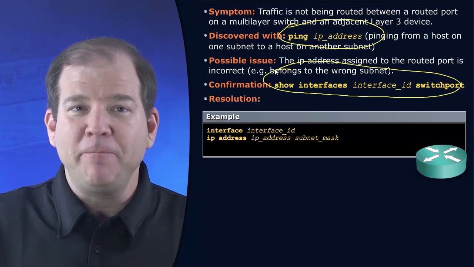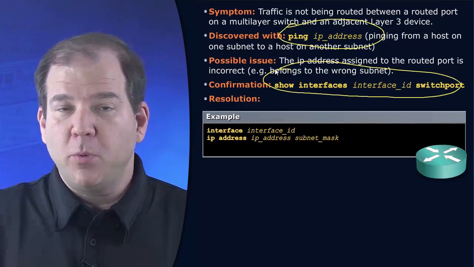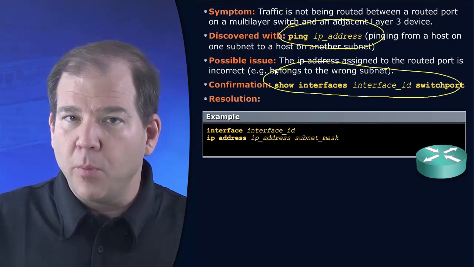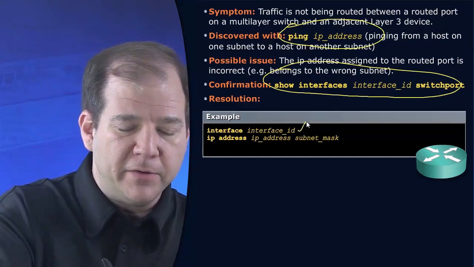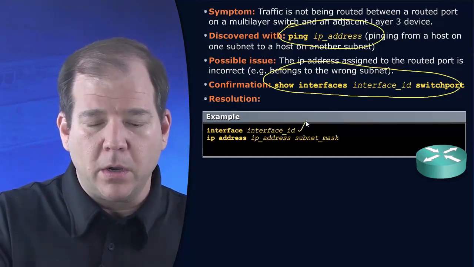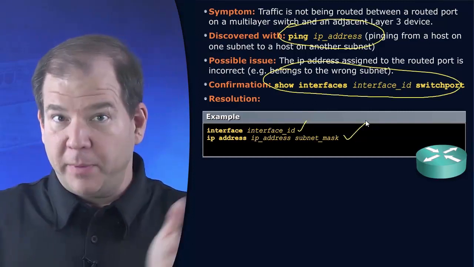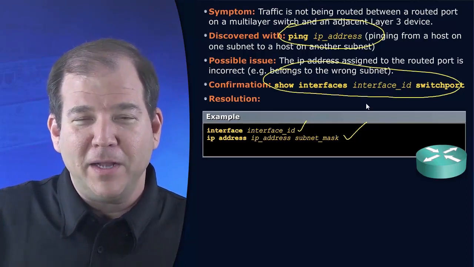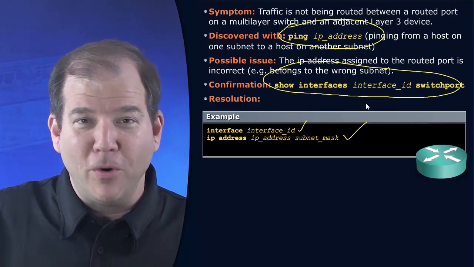How do we fix that? Well, we've already talked about going in and saying no switchport to make it into a routed port, but once we do that, we need to assign an appropriate IP address. We treat this like a router interface. We go into interface configuration mode, and just like we would on a router interface, we do ip address, then we give the IP address followed by the subnet mask. And that's the way that we can assign an IP address to a routed port on a switch.